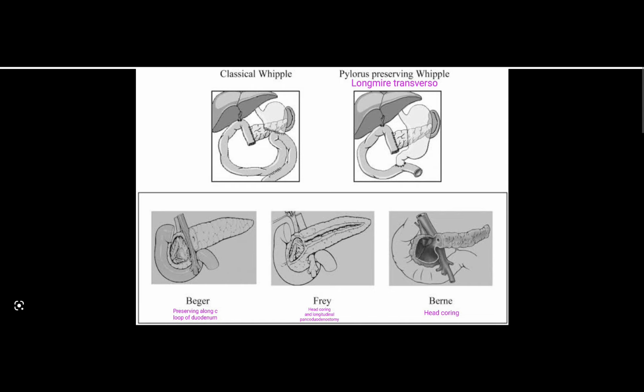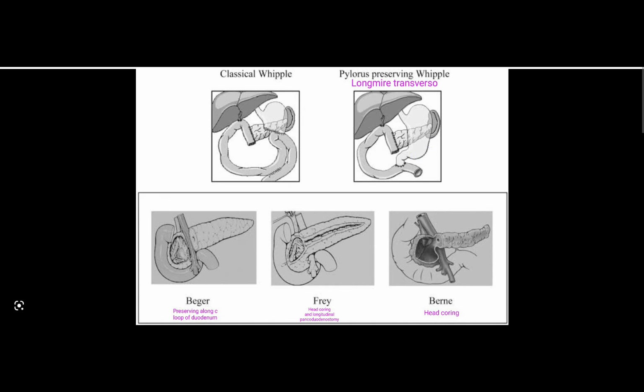The first image is of classical Whipple's. In the classical Whipple's, we will be doing the anastomosis with the liver, hepatico, then the anastomosis with pancreas, pancreatico, and with the stomach, gastro: hepatico, pancreatico, and gastrojejunostomy. And then we have the Longmire-Traverso procedure, also known as pylorus preserving Whipple's. Okay, it is similar to the Whipple's. The only difference is that here the pylorus of the stomach is also preserved. Here the pylorus was gone, while here the pylorus is preserved.